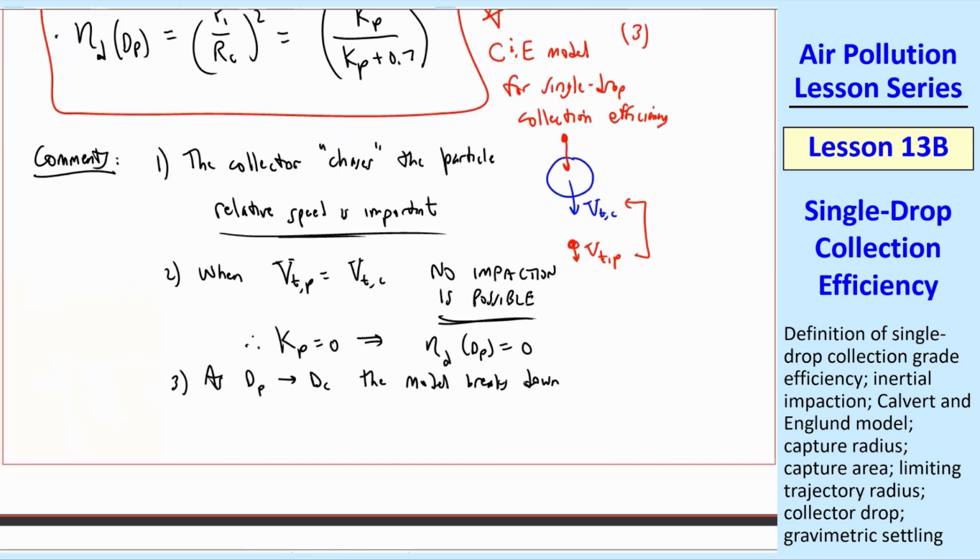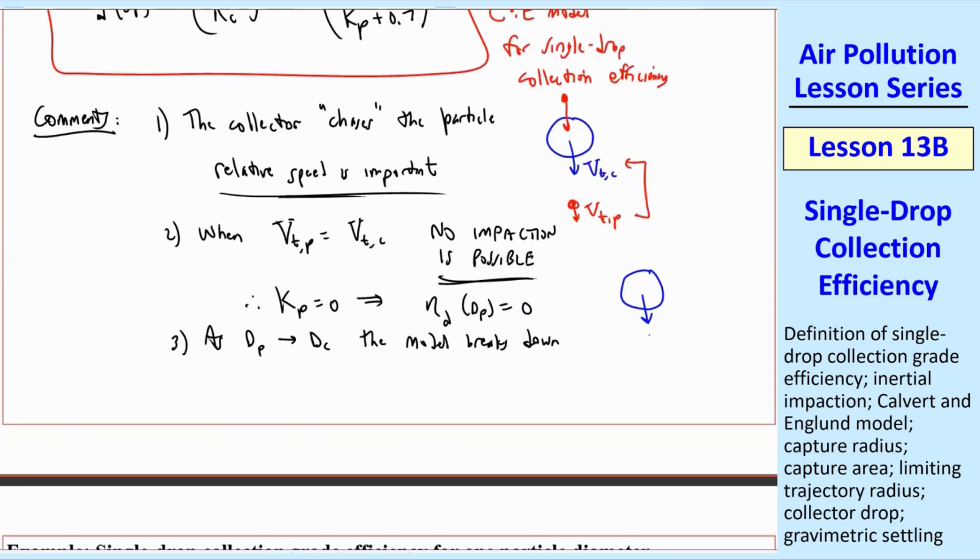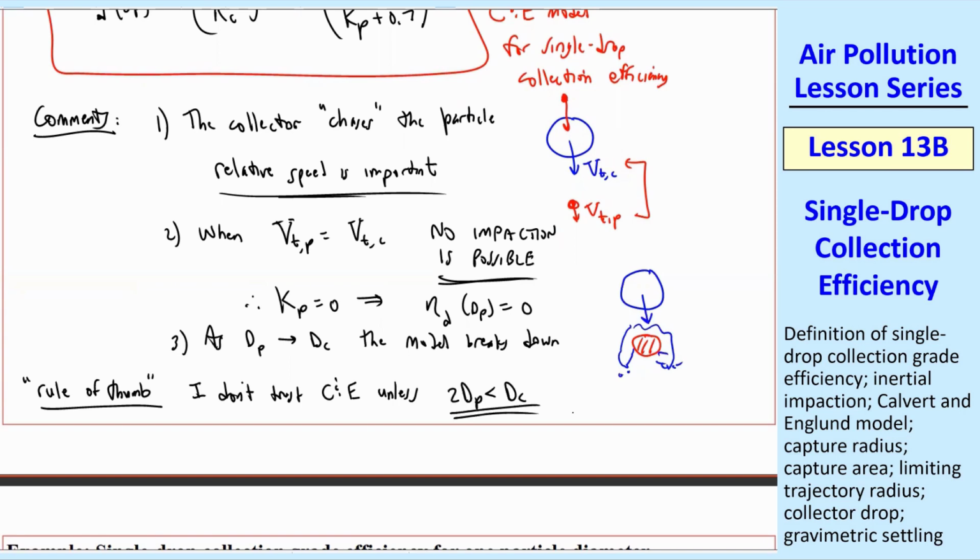Number 3, as dP approaches dC, the model begins to break down. For example, imagine a drop of that size hitting a particle of this size. When it hits, it would probably just break the drop apart into little pieces and destroy your drop. Here's a rule of thumb. This is really my rule of thumb. I didn't find this in any textbook, but I don't trust the C&E model unless 2dP is less than dC. In other words, I'll give them a factor of 2. If the particle's more than half the size of the collector, the C&E model doesn't really work anymore.